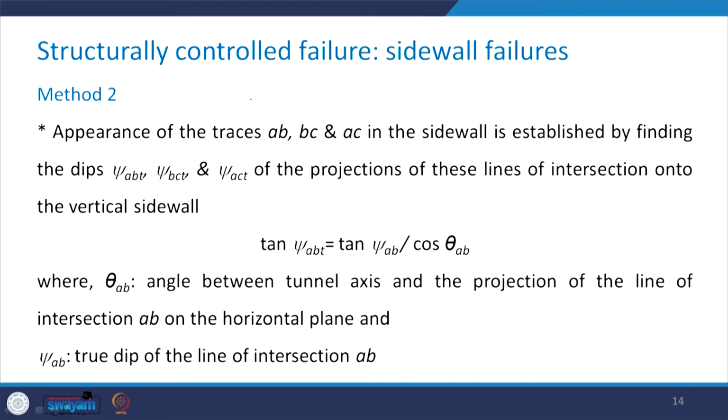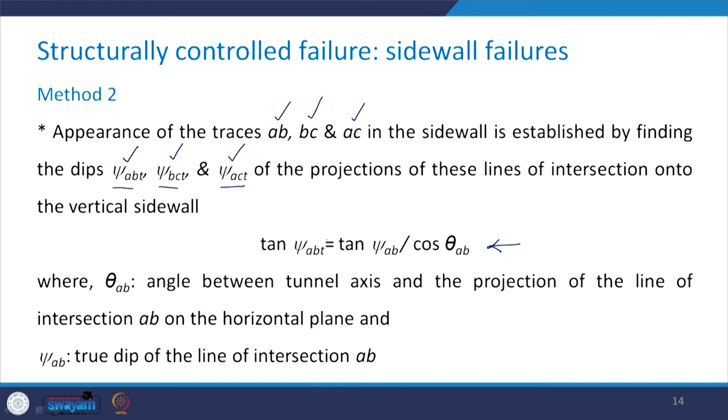Appearance of the traces AB, BC and AC in the side wall can be established by finding the dips psi ABT, psi BCT and psi ACT of the projections of these lines of intersection on the vertical side wall. How can we determine these dips? Using these expressions, we can determine these three values of the dip of the projection.